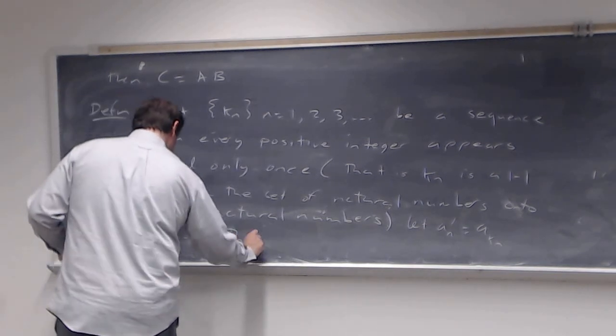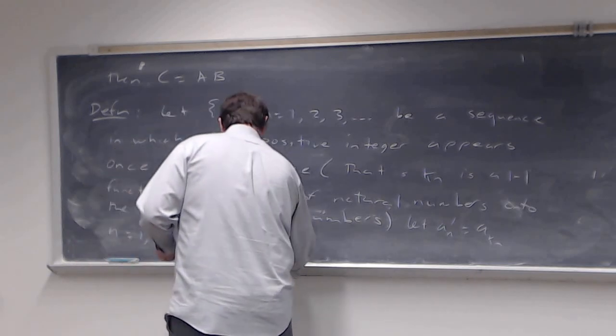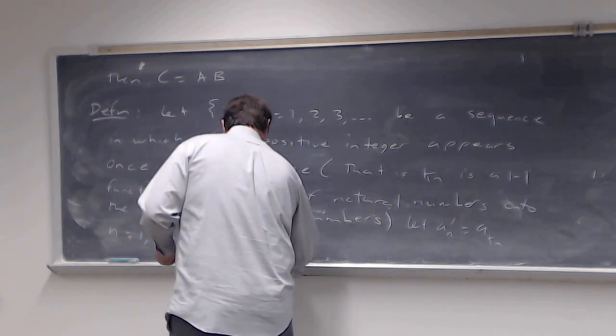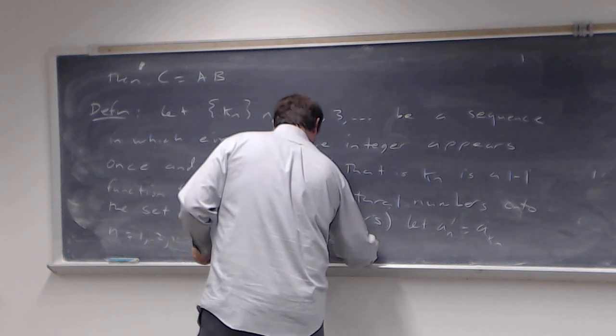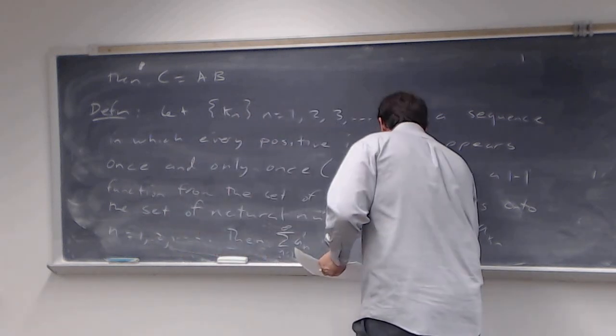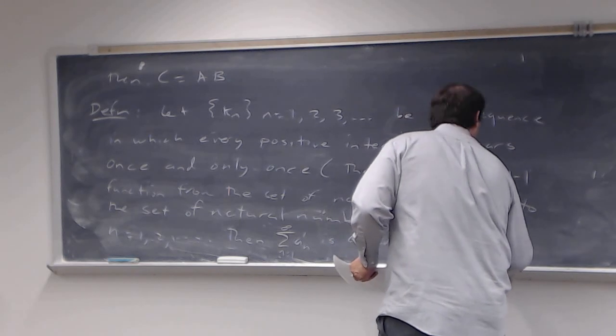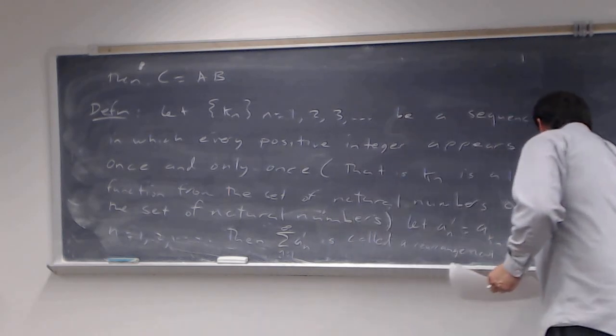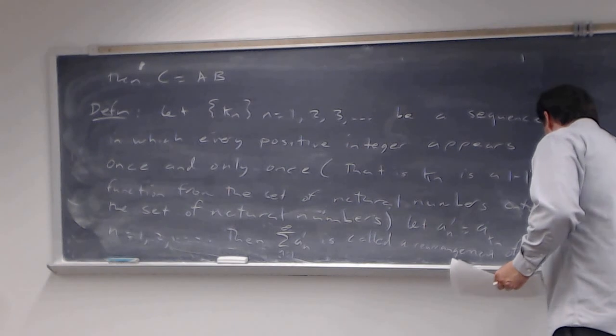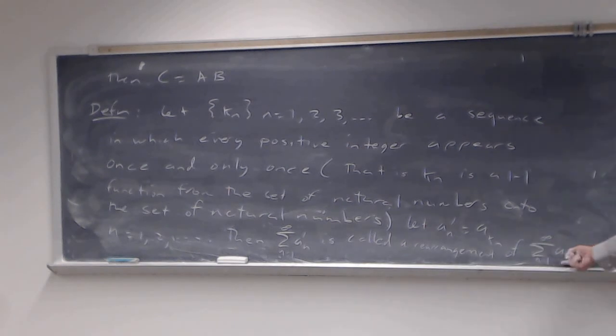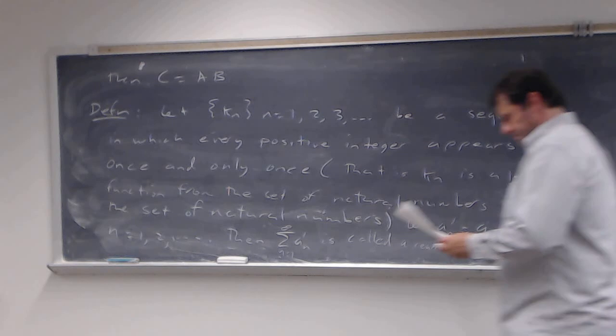Then the series of a sub n prime, running from 1 to infinity, is called a rearrangement of the series of just the a sub n's. So we're rewriting the order of the terms of the a sub n's. You know, in finite additions, the order that we write things doesn't matter. But this is infinite. Does it matter or not? That's what we're curious about.